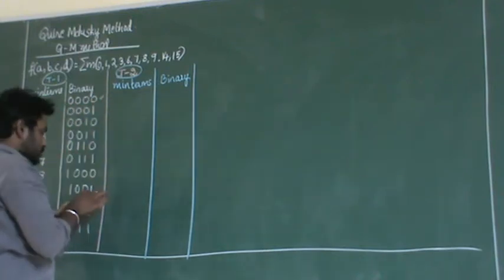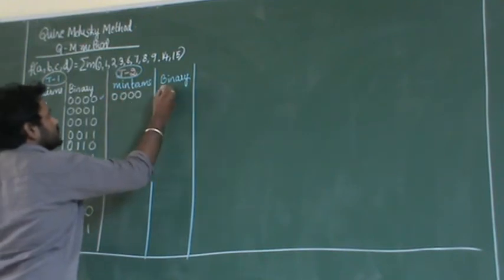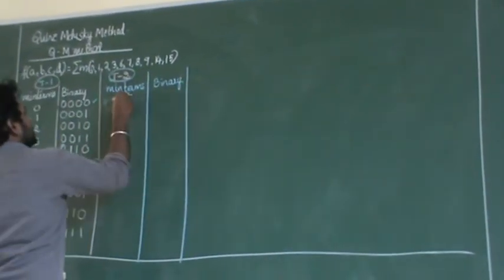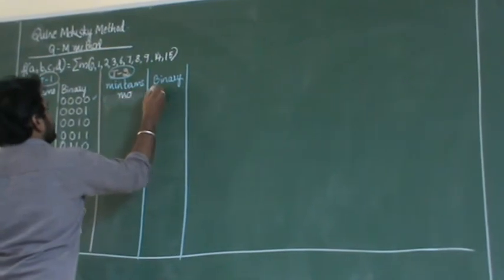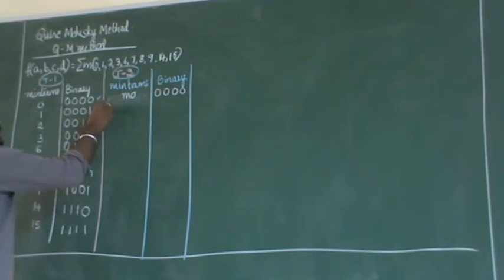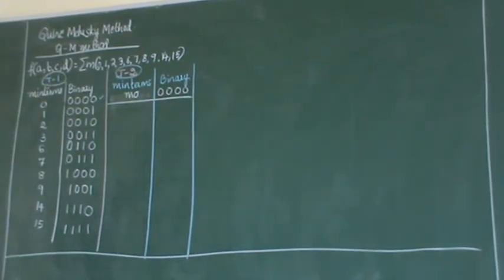Having no ones, therefore I will write 0, 0, 0, 0. So this is M0, right? We have to write the minterms here, that is M0, that is nothing but 0, 0, 0, 0, which is having no ones at all.